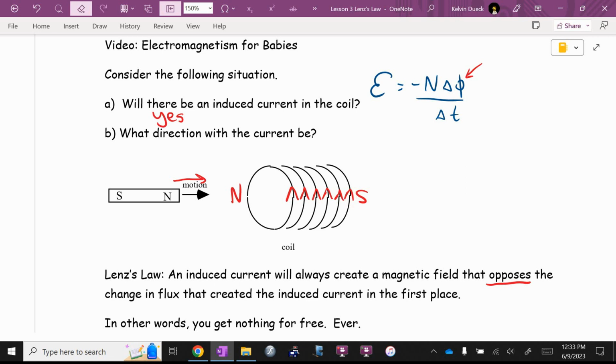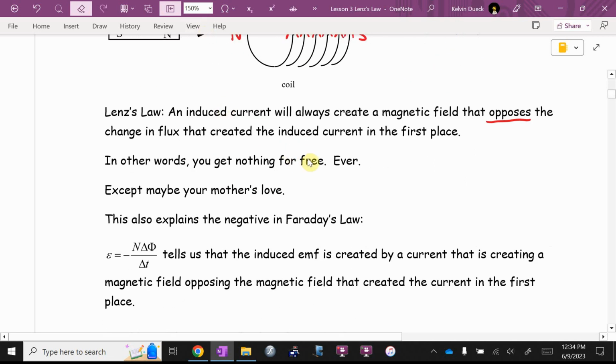We're going to practice this a whole bunch, but this is the universe stepping in and saying, no, you don't get free energy. I'm always going to create a magnetic field that opposes what you're trying to do. And in fact, that's why when you spin a coil, you feel a force resisting you. It's creating a magnetic field opposing the one that you're using to create the current in the first place. In other words, you get nothing for free, ever. Except maybe your mother's love. Maybe.